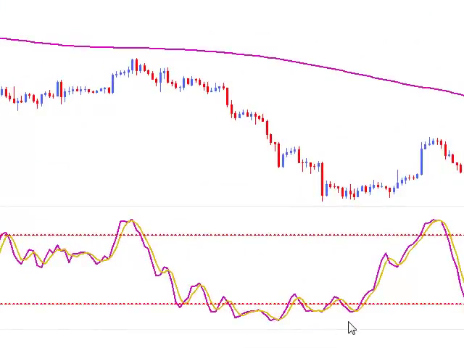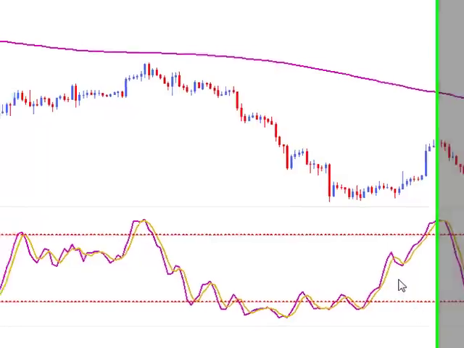It doesn't mean that every sell signal in a downtrend is going to be right, or every buy signal in an uptrend is going to be right, but it stacks the probabilities on your side to where maybe 7 out of 10, 8 out of 10, 9 out of 10, what have you, will be correct.